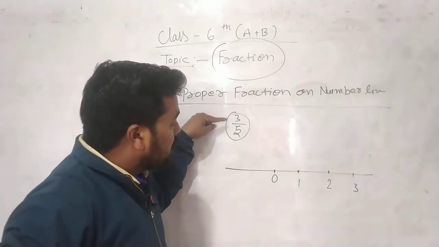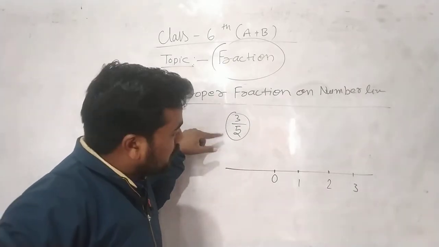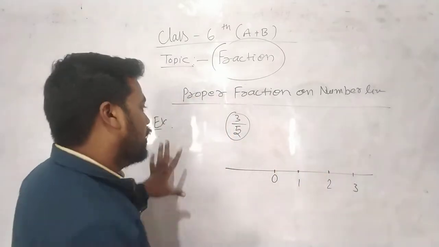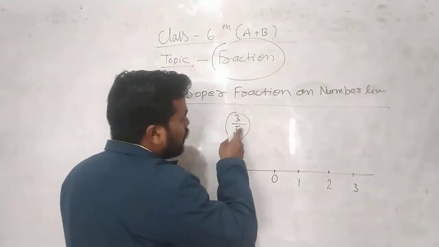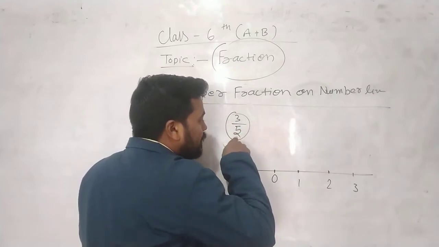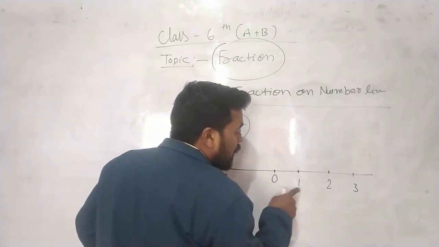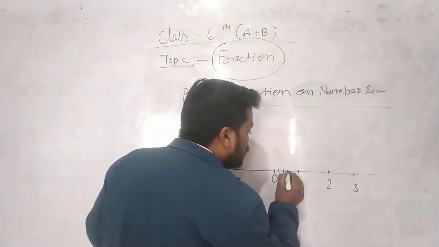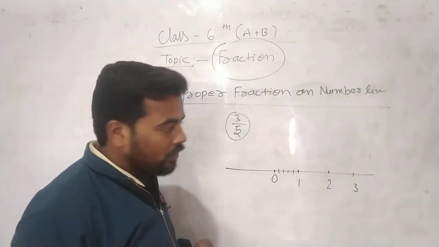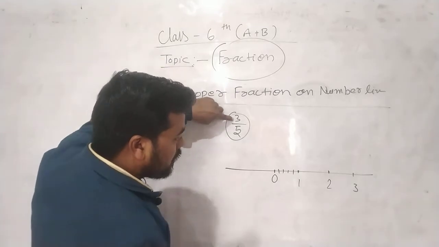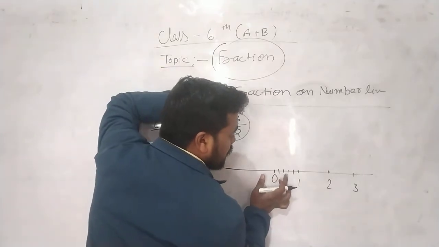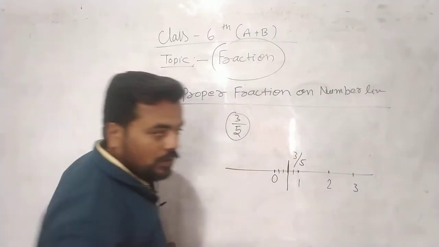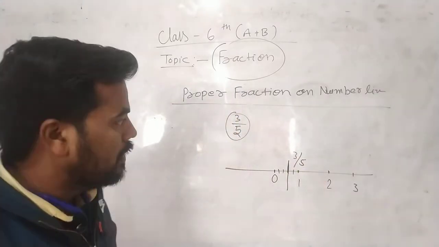अगर न्यूमरेटर डिनोमिनेटर से छोटा होगा तो हमेशा ये फ्रैक्शन 0 और 1 के बीच में होगा. But how will you represent? So in this fraction denominator is 5, so you will divide 0 and 1 into equal 5 parts. Okay, 1 2 3 4, 5 parts में हो गया. And numerator is 3, so count 1 2 3 blocks. And this is the place of 3/5 on the number line.